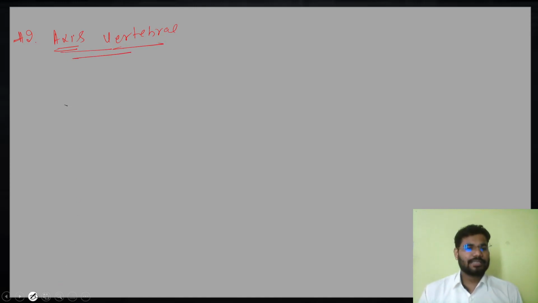Let us now continue the discussion with the axis vertebra. So it is the axis vertebra we are going to talk about. That's the second one. About the axis vertebra, what you need to understand is that it is almost similar in structure, with some minor differences. The centrum is absent here as well. Let me try and draw the structure.